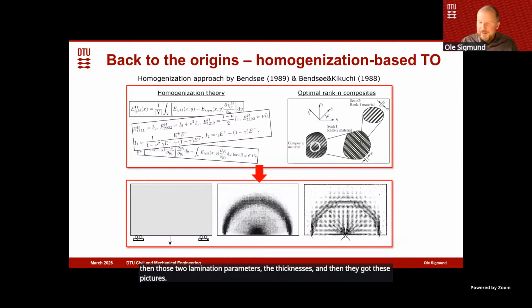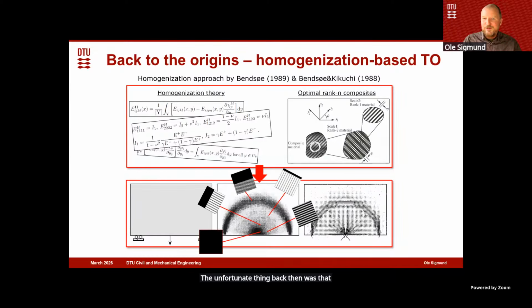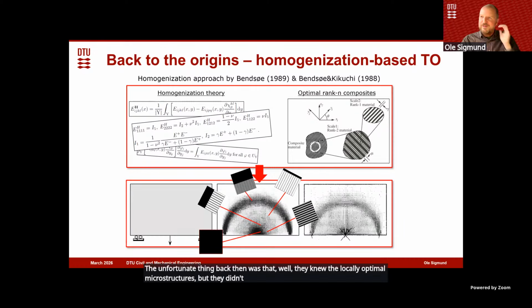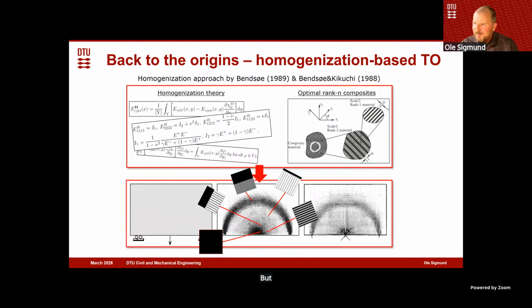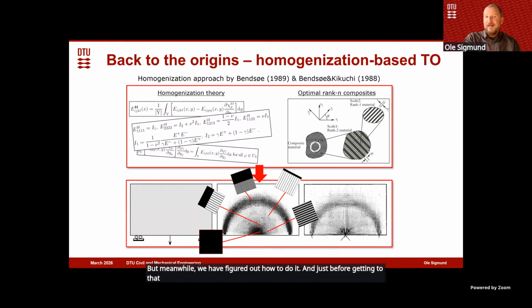The unfortunate thing back then was that, well, they knew the locally optimal microstructures, but they didn't know how to transfer that to something physically realizable. And so this is part of the reason why we switched to density methods. But meanwhile, we have figured out how to do it. And just before getting to that, well, that all builds actually on the old homogenization approach.